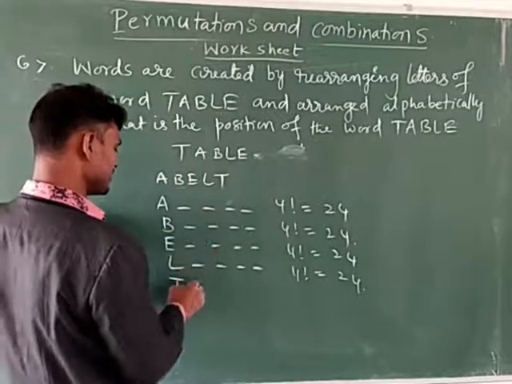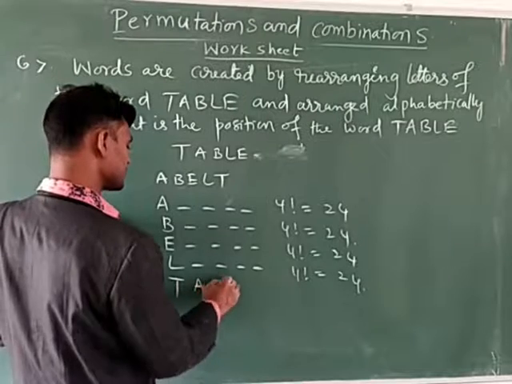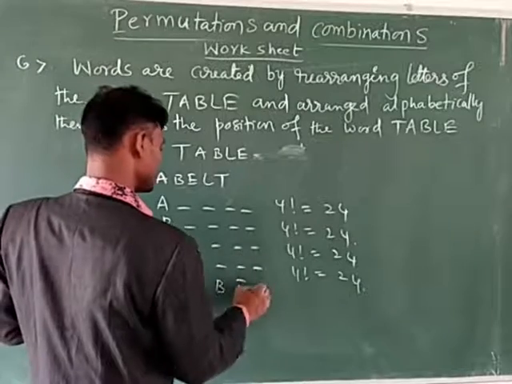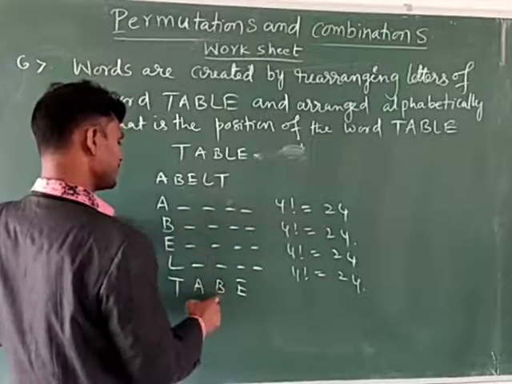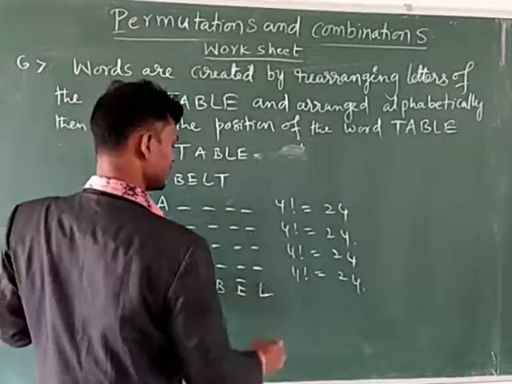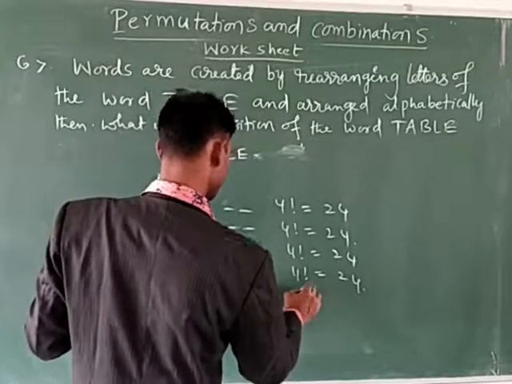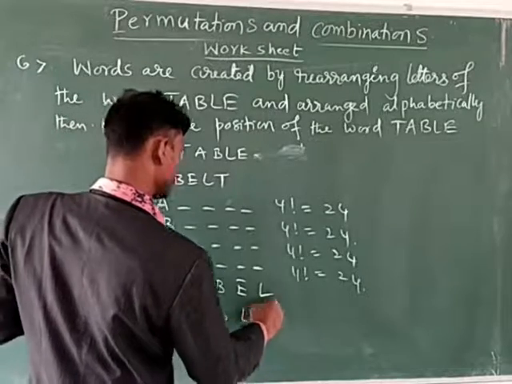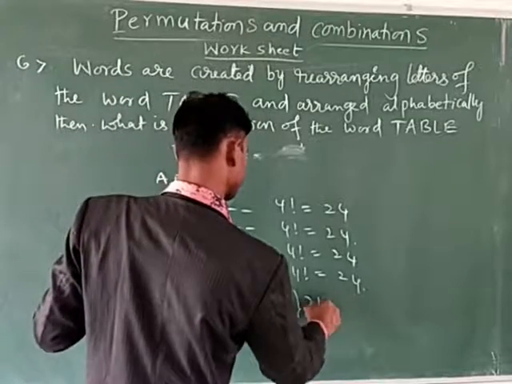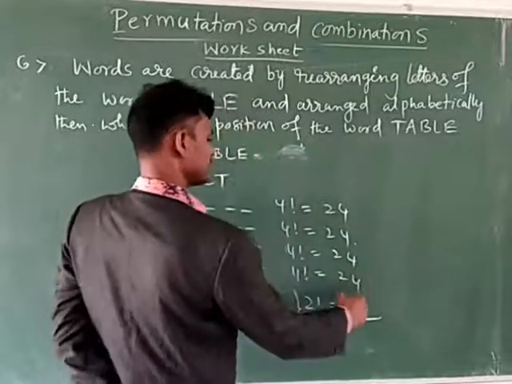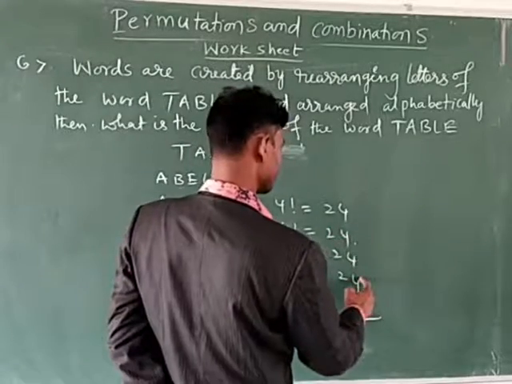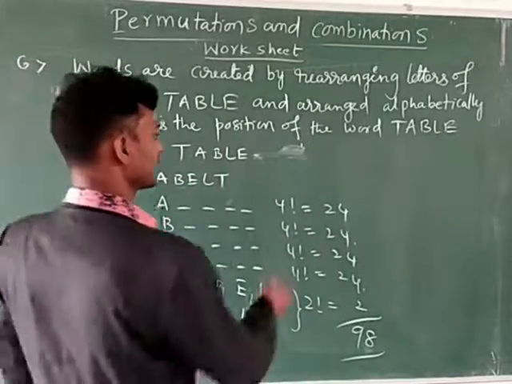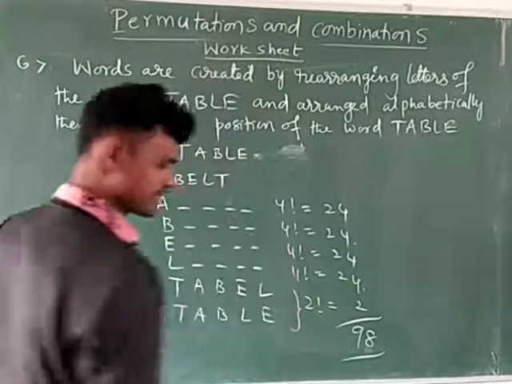T, next letter is A, TA, next letter B, TAB, next E, TABEL. This is 1 factorial. Next one is TABLE. This is 2 factorial in total. This is 24 into 4, 96, plus 2, 98. Here options are not given. The answer is 98.